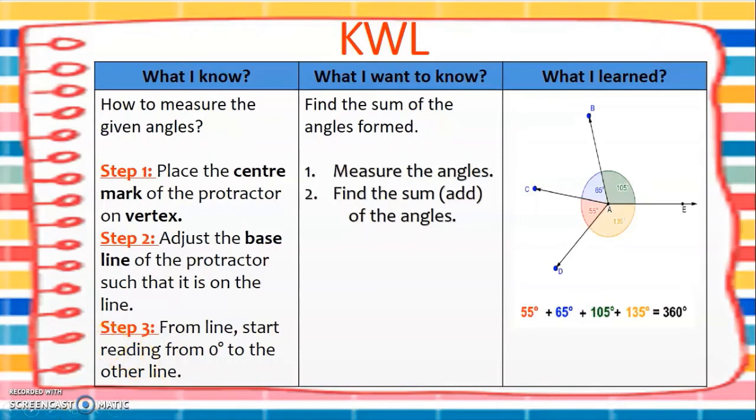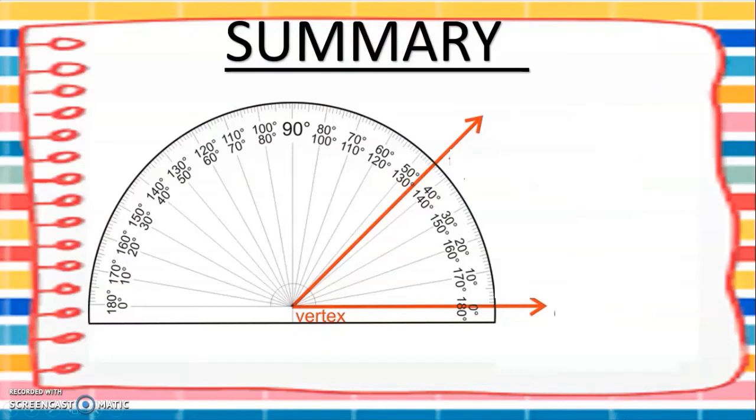What did you learn in this lesson? You learned how to measure the given angles, and you know how to find the sum of the angles formed. To sum up our lesson, to measure an angle, the vertex must be on the center mark, and the ray of the angle must be on the baseline. If you're going to read the angle, you must start at 0 degrees until the other line. So this angle is 45 degrees.